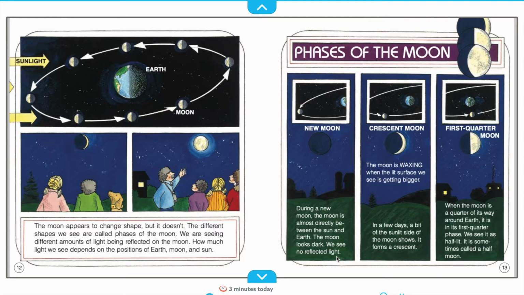And then we reach our first quarter moon. When the moon is a quarter of its way around Earth, it is in its first quarter phase. We see it as half lit. It is sometimes called a half moon.